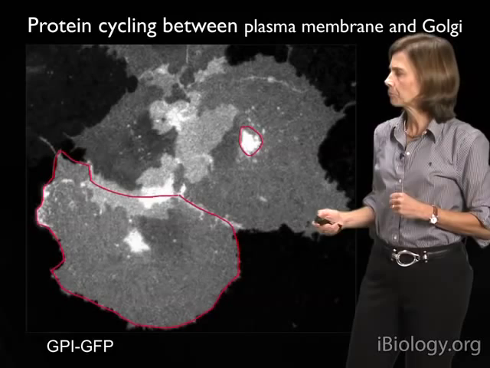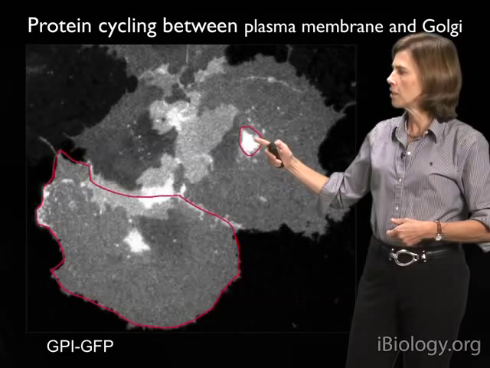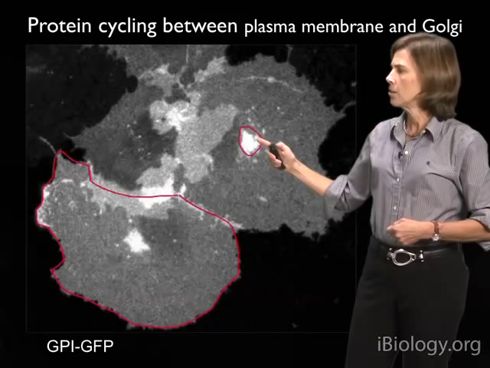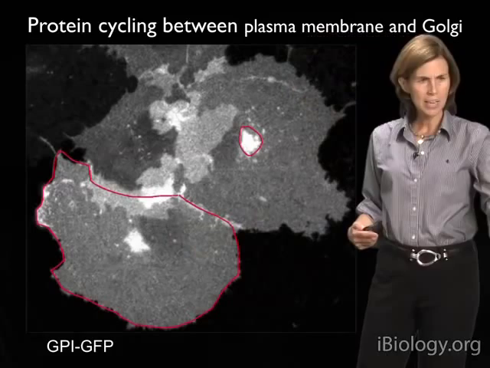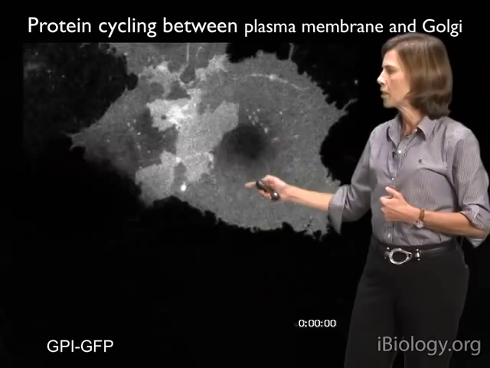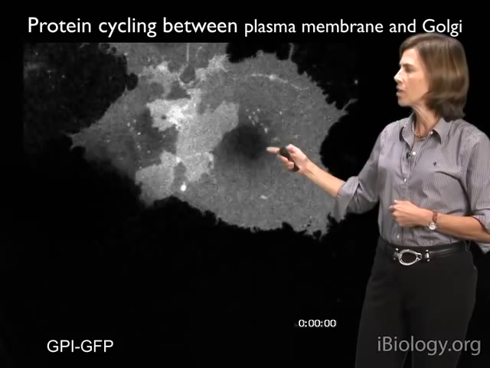Here's another example where we're photobleaching selected regions of a cell expressing a GPI-anchored protein that at steady state is found in the Golgi as well as the plasma membrane. Now, what you're going to see in this experiment is selective photobleaching of the regions of interest enclosed by these red lines. And what you can see in this experiment is after photobleaching, those regions become dark, but due to exchange between the plasma membrane and this Golgi region of interest, we see recovery within this region of interest.